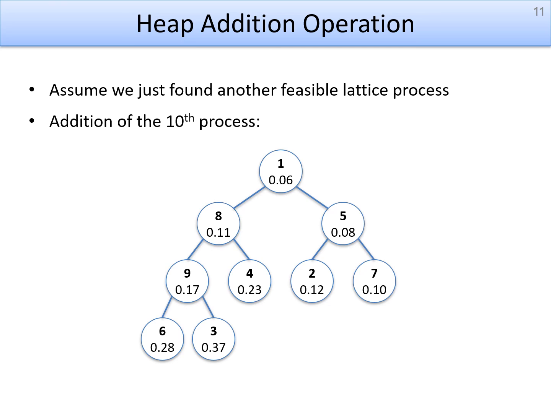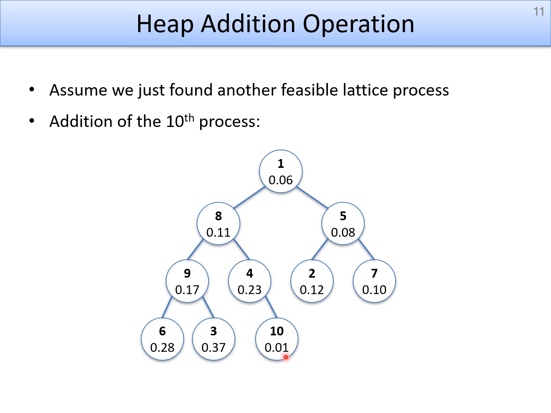And let's move on to discuss the heap addition operation. So now let's say that we detected another feasible process on the lattice. So we're going to have to add a 10th process in our binary tree. So here is the 10th process. And let's say that this one is very, very fast or very frequent. It has a very high KTST rate constant.